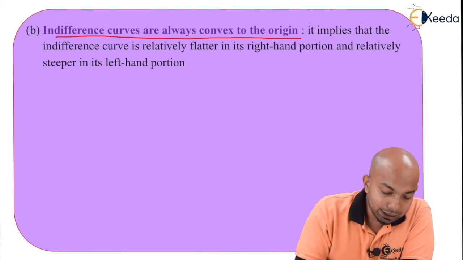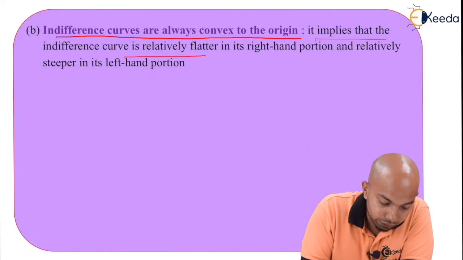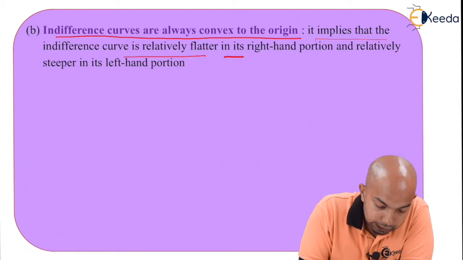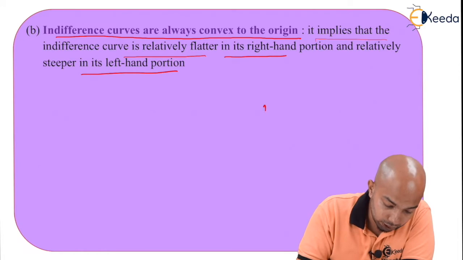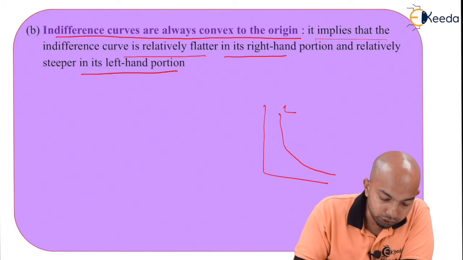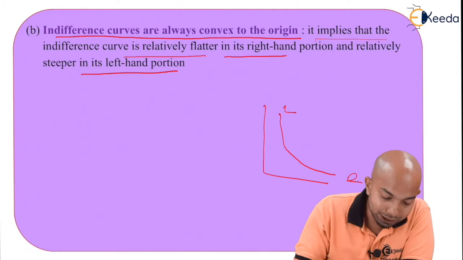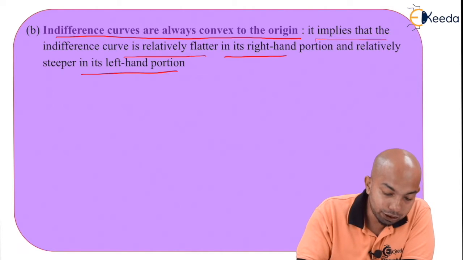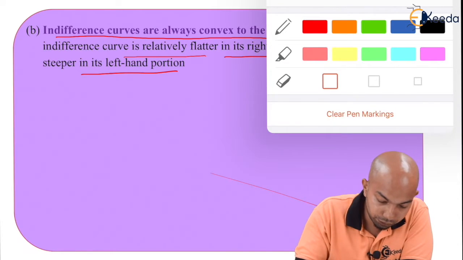It implies that the indifference curve is relatively flatter in its right hand portion and relatively steeper on its left hand portion. So if this is the curve that you're drawing, it is relatively steeper like this and relatively flatter like this. From the left side it is steeper, on the right hand side it is flatter. These are the properties related to this one. Let us study a few more properties.